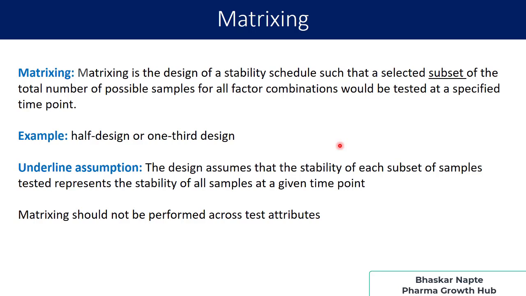The matrixing should not be performed across the test attributes. So you cannot use the matrixing for the number of tests. You cannot omit the number of tests by doing the matrixing. It is only possible for reducing the number of samples, but not the number of tests.